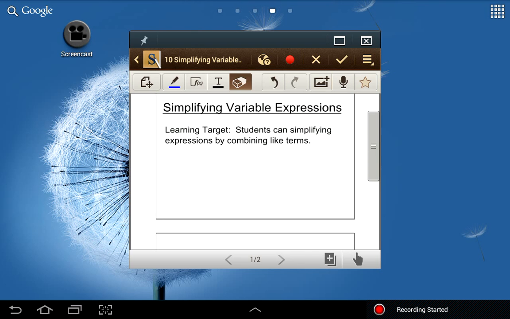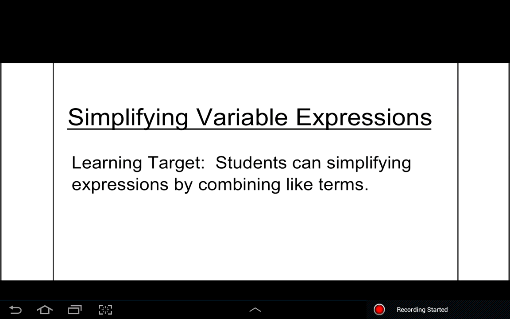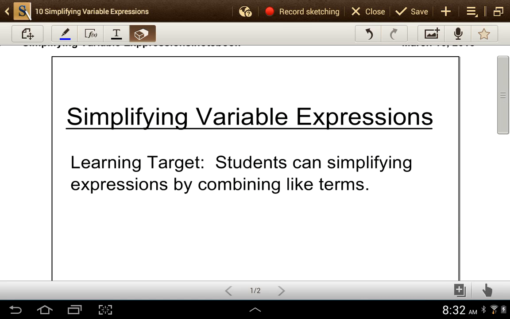Okay, simplifying variable expressions is what we're going to work on today. Our learning target for today is students can simplify expressions by combining like terms. So we need to know what those like terms are. You have to be able to find those like terms, and then once you find them, we can combine them.